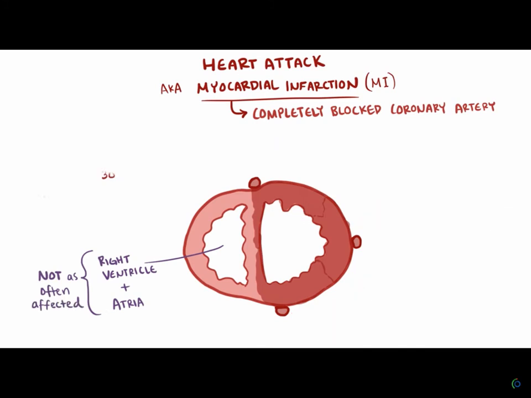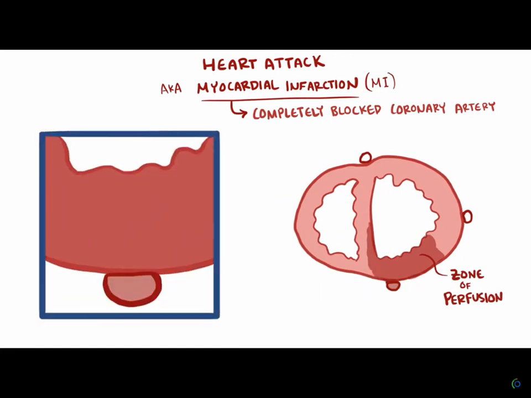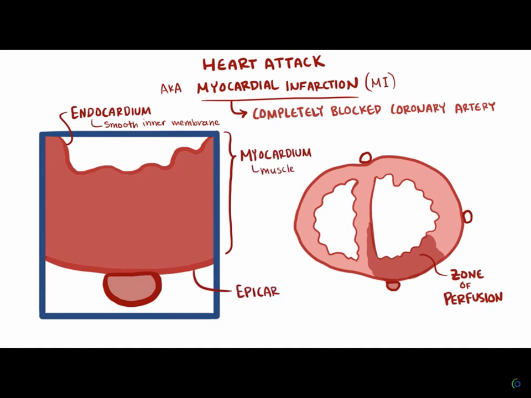Each of these areas is called the artery's zone of perfusion, and if we take a closer look at one of these zones, we'll see that basically you've got the endocardium, which is the smooth membrane on the inside of the heart, and then the myocardium, all the heart muscle, and then the epicardium, the outer surface of the heart, which is where the coronary arteries live. Let's say the LAD gets blocked.